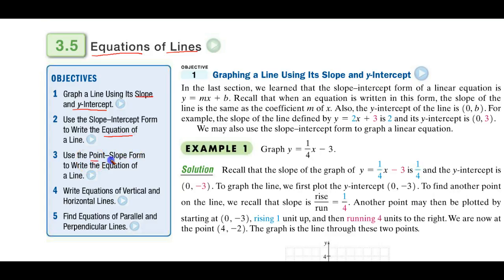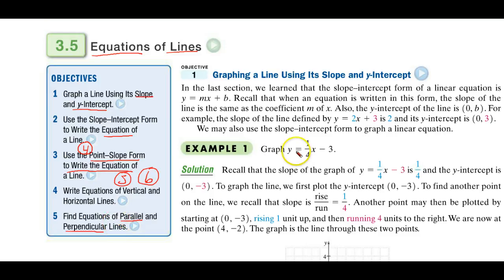And then we're going to use an equation we didn't use that much yet, which is equation 4, called the point slope form. And then we'll write equations, this would be formula 5 and formula 6, of a horizontal line and a vertical line. And then we're going to be able to take a look at an equation and then write another equation that is parallel or perpendicular to the line already given.